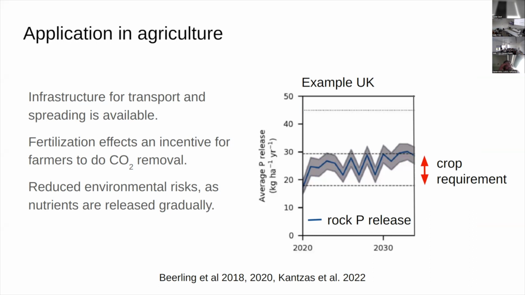And a study of a group of David Beerling in the UK showed, on this plot, the lines here are the phosphorus which could be released by basalt application in the UK, and the range with these red bars gives you the crop requirement of phosphorus. You can see that for high application rates of basalt within the next decade, you could actually provide enough phosphorus for the crops to maintain yields by cutting down on the mineral phosphorus fertilizer.